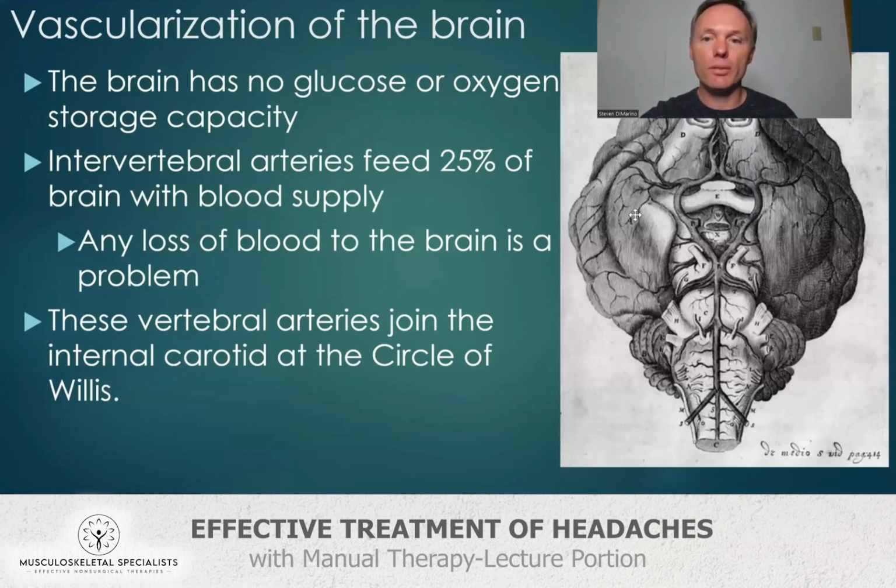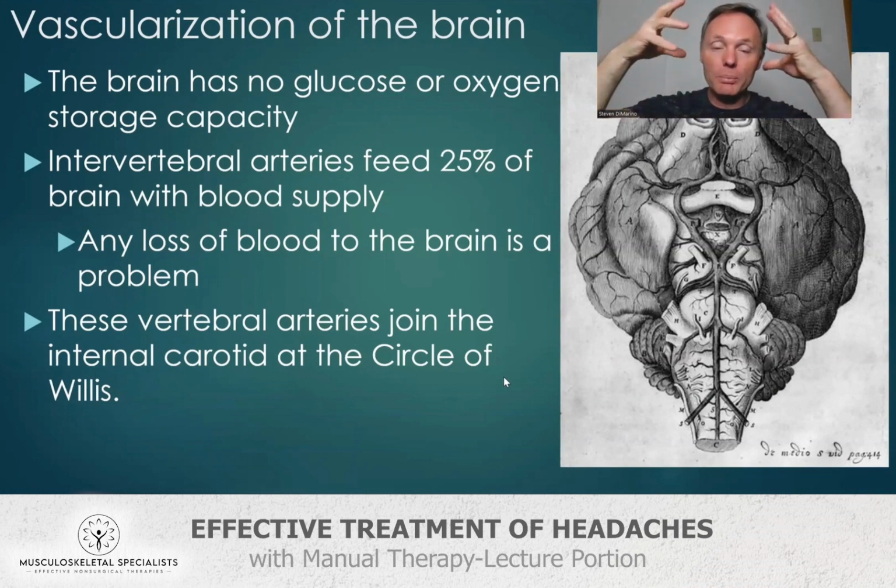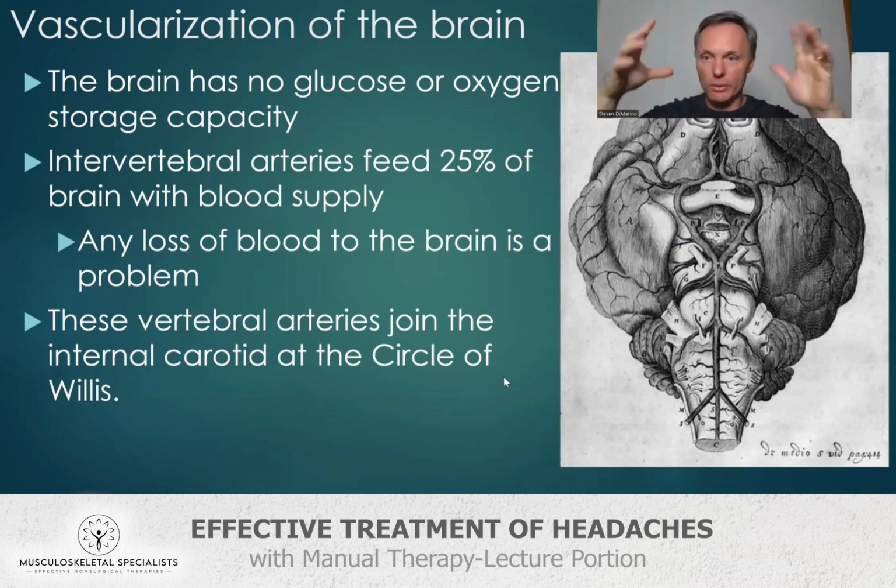So, vascularization of the brain. The brain has no glucose or oxygen storage capacity. If blood stops, you die, period. The vertebral artery feeds 25% of the brain with blood supply. The jugular vein is 90% of the brain's ability to dump blood. If that jugular is stuck and you squeeze it down, you make that 70%. Now you're going to have a buildup of blood in your brain. You're going to have an overpressure and you're going to have pain in the dura.